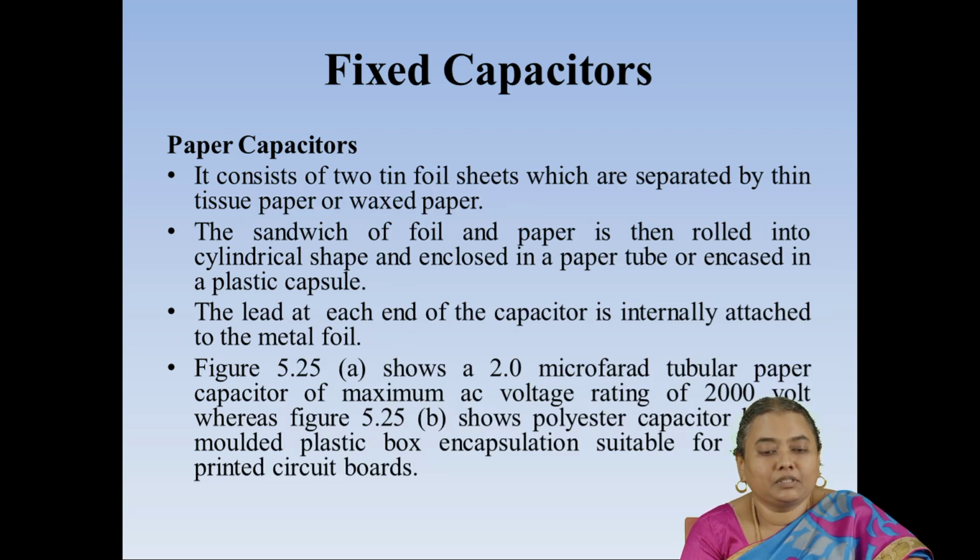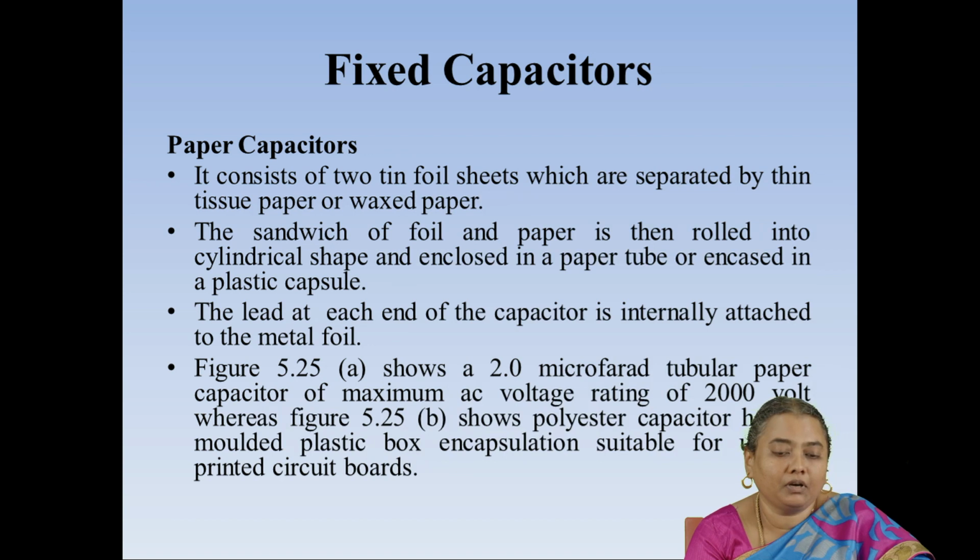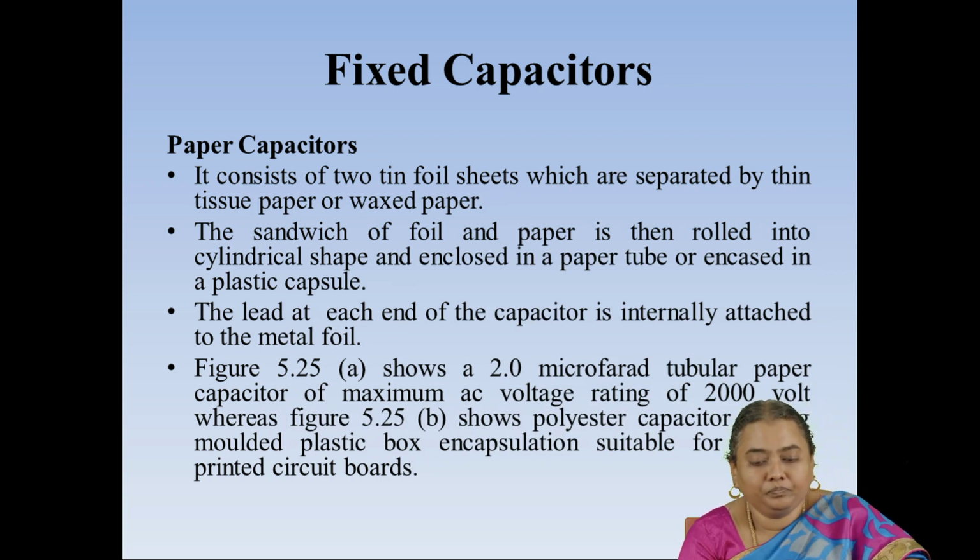Among the fixed capacitors, the first type is the paper capacitor. It consists of two tin foil sheets which are separated by thin tissue paper or waxed paper. The sandwich of foil and paper is then rolled into cylindrical shape and enclosed in a paper tube or encased in a plastic capsule. The lead at each end of the capacitor is internally attached to the metal foil.